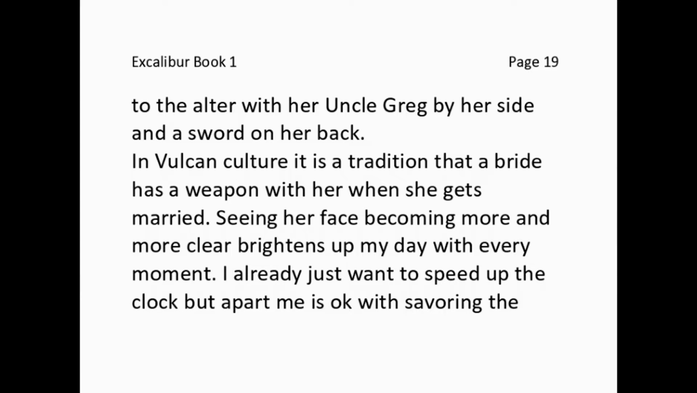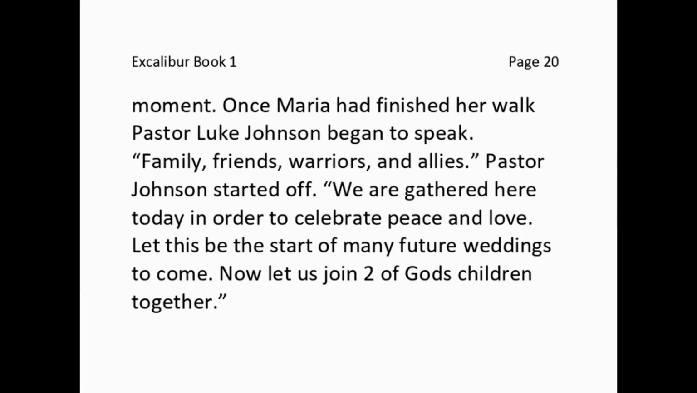Once Maria had finished her walk, Pastor Luke Johnson began to speak. "Family, friends, warriors, and allies," Pastor Johnson started off. "We are gathered here today in order to celebrate peace and love. Let this be the start of many future weddings to come. Now, let us join two of God's children together."